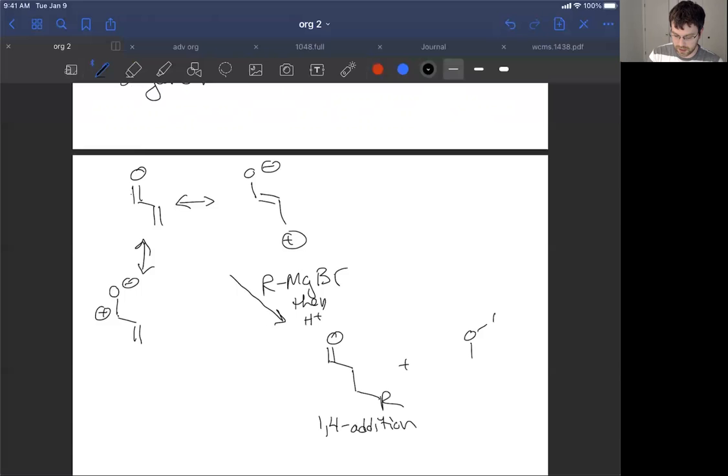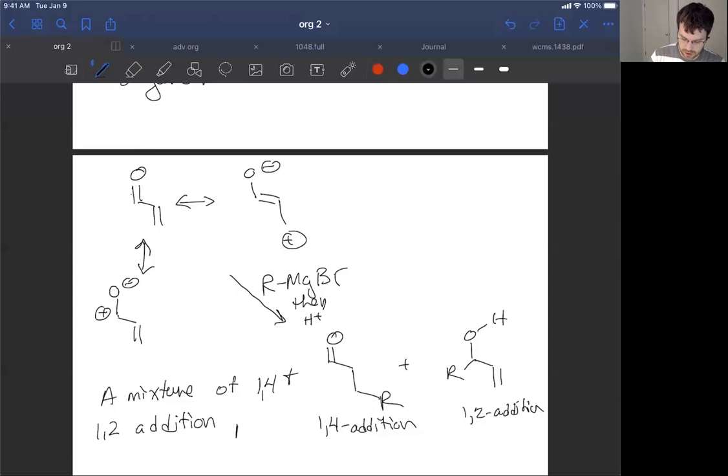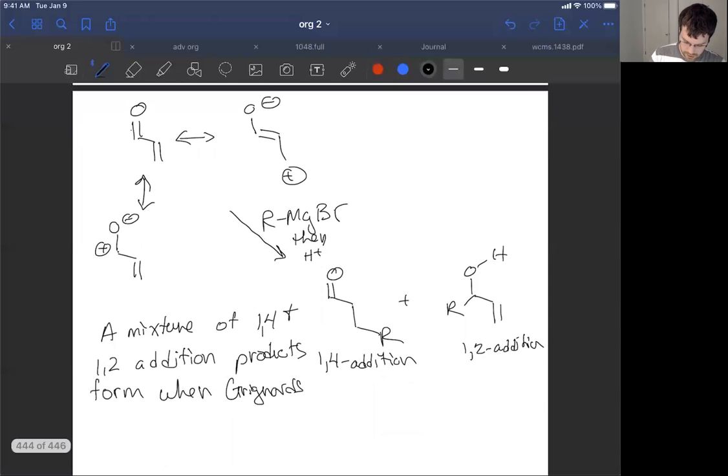But I'm also going to get a competitive amount of my 1,2 addition. And you get a mixture. So a mixture of 1,4 and 1,2 addition products form when Grignard reagents are used. Oh, sad face. Okay, so what are we going to do?